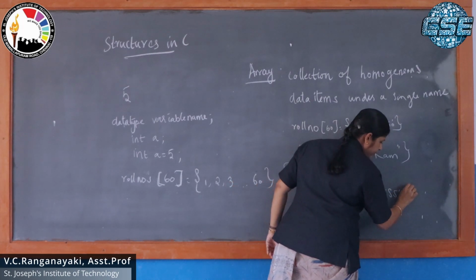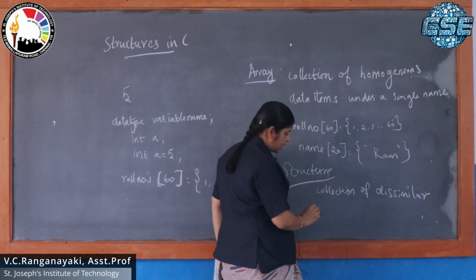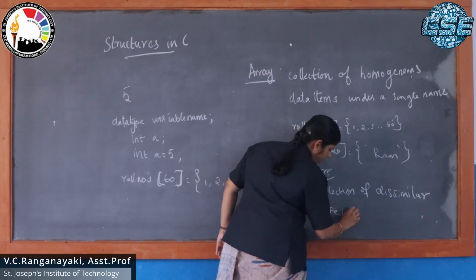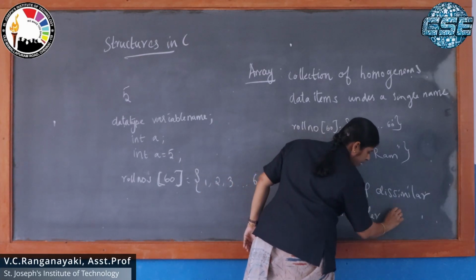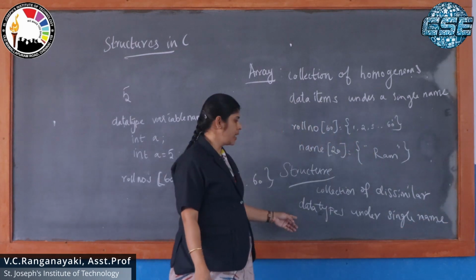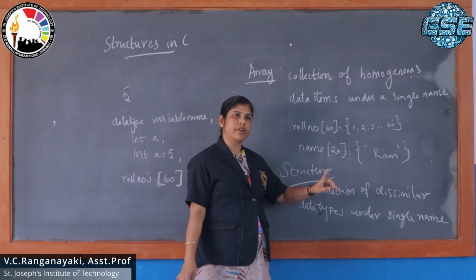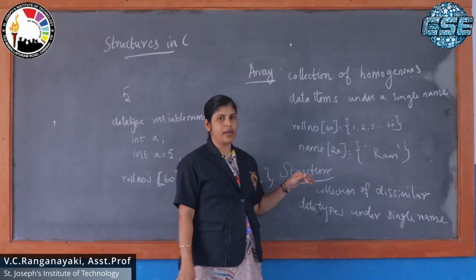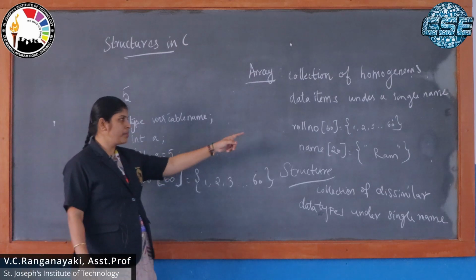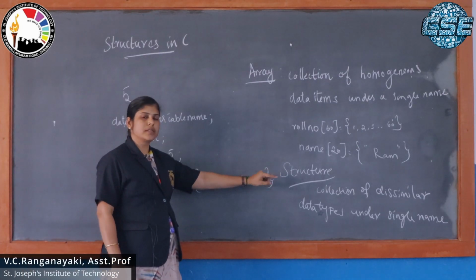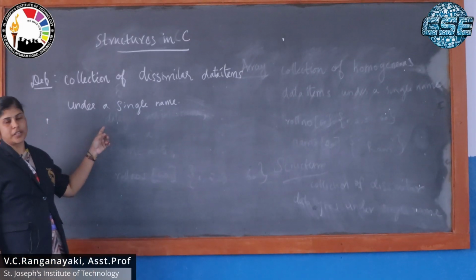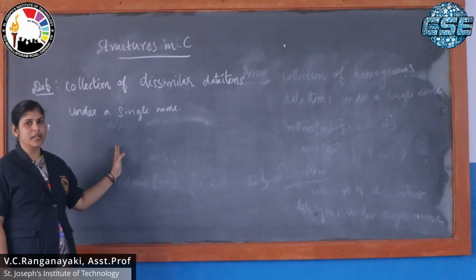So a collection of dissimilar data types under a single name. We can collect different types of data under a common name, right? For example, if I want to store the details of a roll number, name and also marks, they should be under a common name. So a structure is a collection of dissimilar data items under a single name.